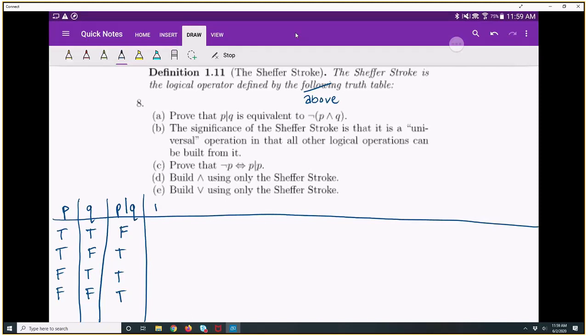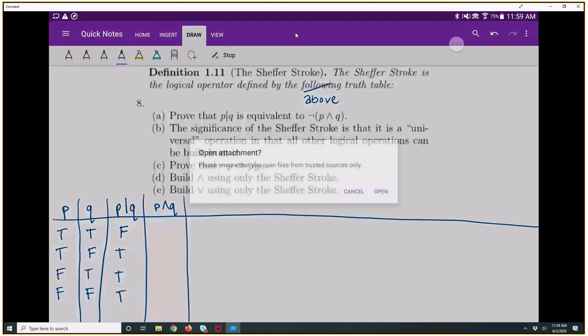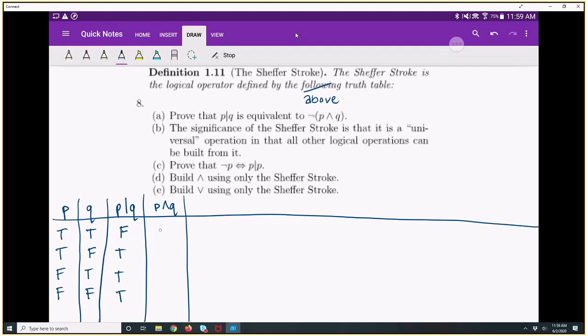So first we'll find P and Q. P and Q will have true and true is true, true and false is false, false and true is false, false and false is false. And so we can clearly see that this is correct. This is the negation because we'll change true to false, false to true, false to true, false to true, and then it exactly matches the truth table that we had for the Sheffer stroke.